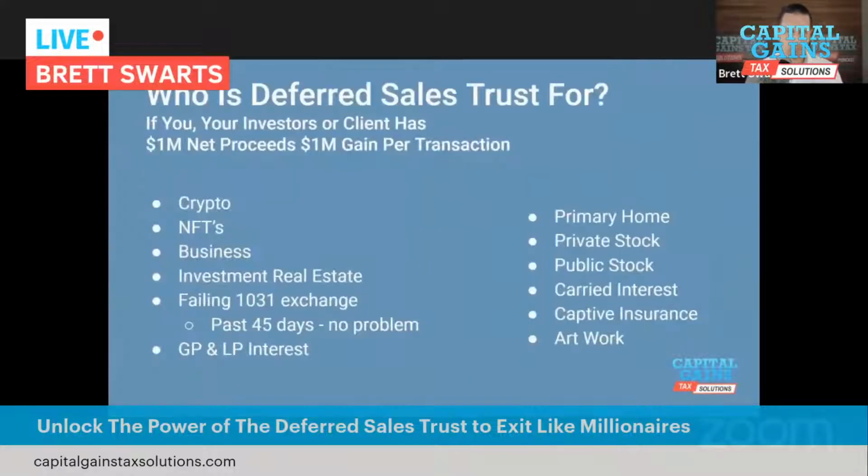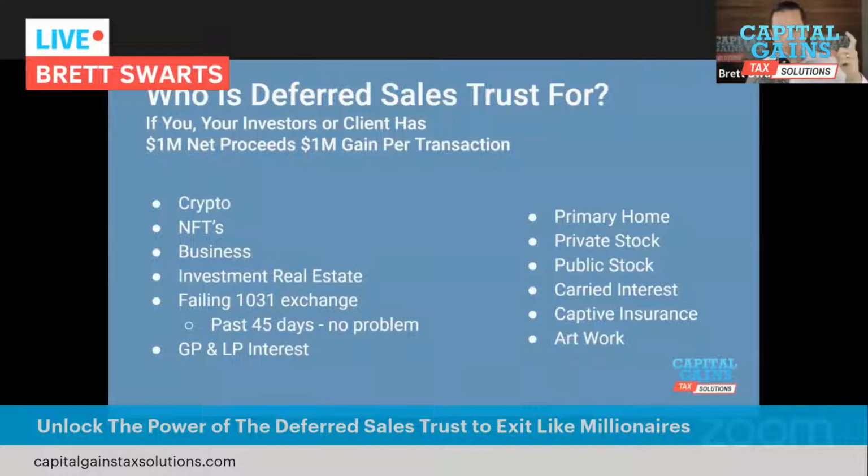Okay, so who is a Deferred Sales Trust for? It's important to know that it's for you or your investors or your clients, as long as that particular deal has $1 million net proceeds and $1 million gain per transaction. So it needs to be big enough, okay? Otherwise, it doesn't make a lot of sense. In other words, the pain has to be big enough. So if they have $1 million asset sale, it has at least $1 million gain and $1 million net proceeds, then it's a thumbs up.